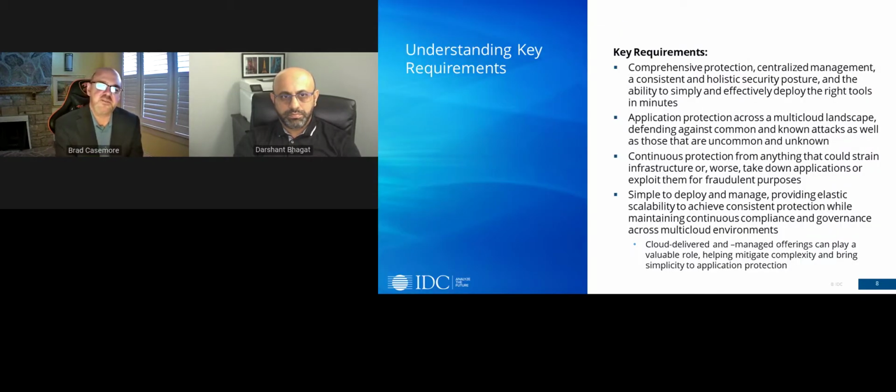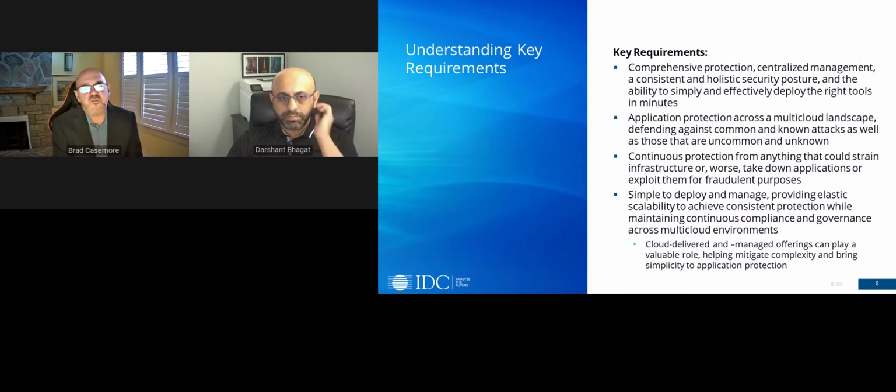Now let's look at some of the key requirements you need to put in place in order to achieve this layered and comprehensive protection posture. You need to look at it, as I said, in a comprehensive manner in terms of your protection, with centralized management and a holistic security posture, and the ability to simply and effectively deploy the right tools in minutes. Speed is very important, as we talked about earlier. One of the reasons we go to cloud is agility, and you need to be able to move quickly.